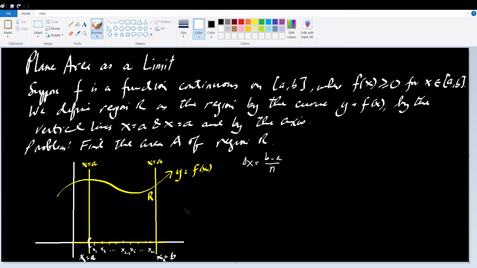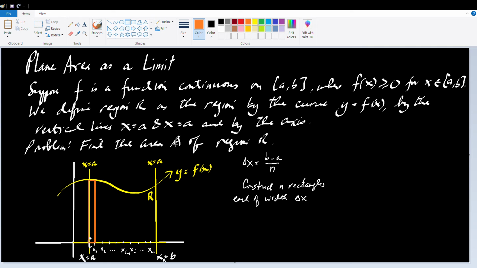Next, we are going to construct n rectangles, each of width delta x. So for the first subinterval, x sub 0 up to x sub 1, we construct a rectangle of width delta x and of height to be determined by the absolute minimum value of f on the interval.